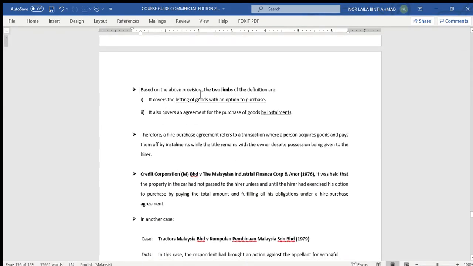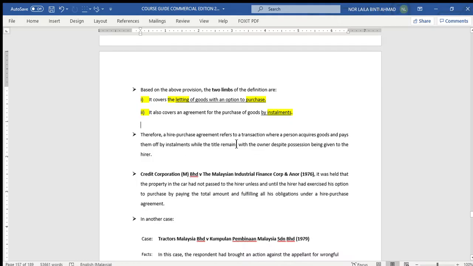So based on the above provision, the two limbs of the definition are: it covers the letting of goods. Letting of goods means sewa, okay, with an option to purchase. So it means sewa, beli. And it also covers an agreement for the purchase of goods by installment. Okay, so you must prove that, when you form a hire purchase agreement, the owner will let the goods and then give an option to purchase. So at the end, after we finish paying off all the installments, then we are considered as buying that goods.